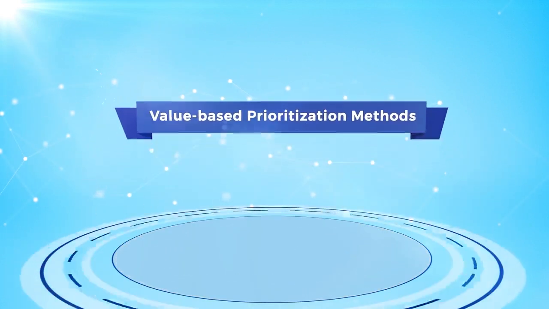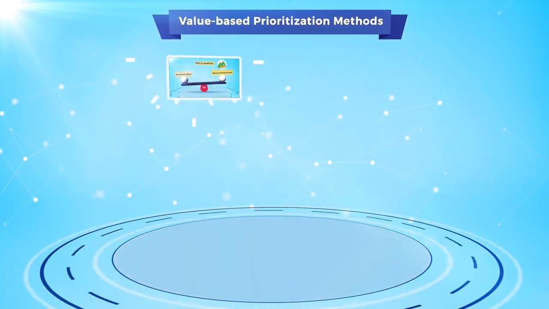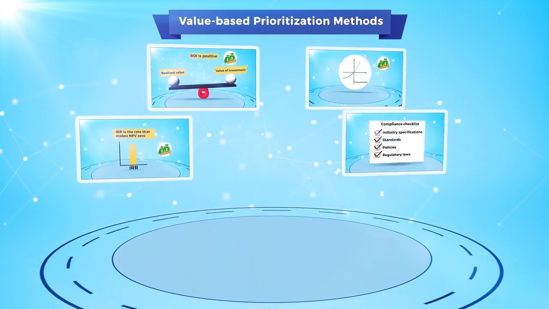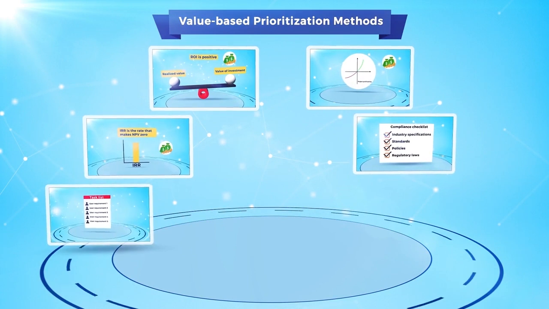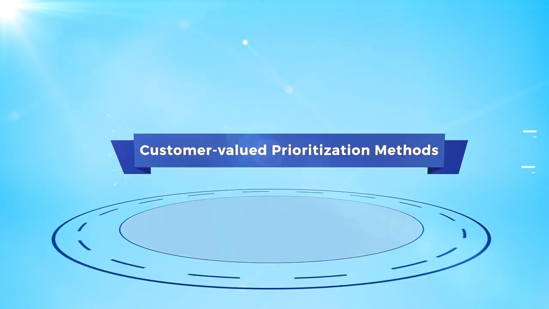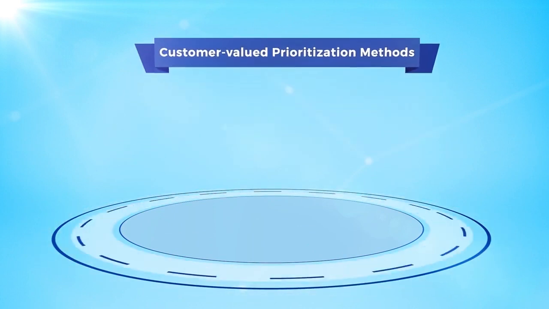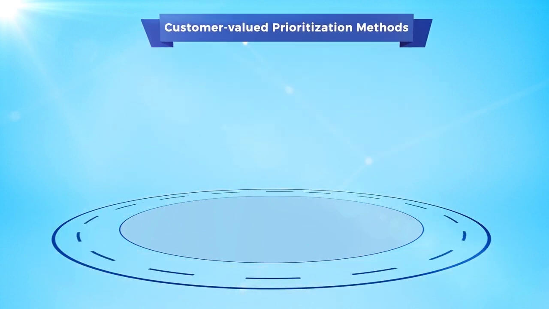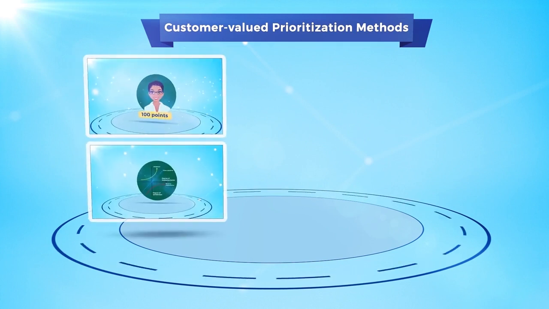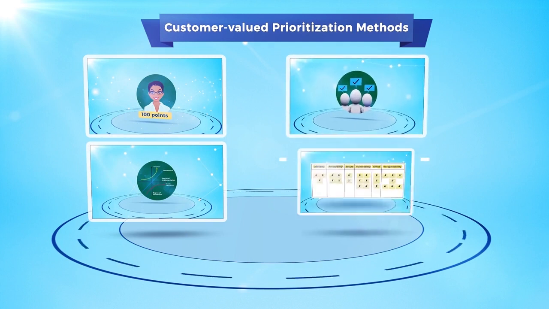In summary, there are many value-based prioritization methods, including ROI, NPV, IRR, compliance, relative prioritization, and MVP. Customer-valued prioritization methods can be especially useful in Agile projects. The methods that focus on customer value are the 100-point method, Kano analysis, multi-voting, and the Carver technique.